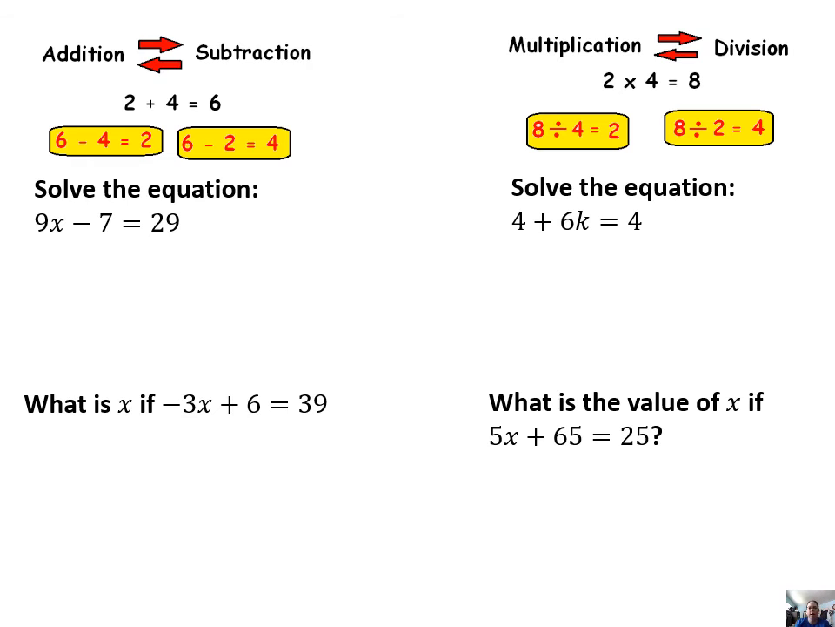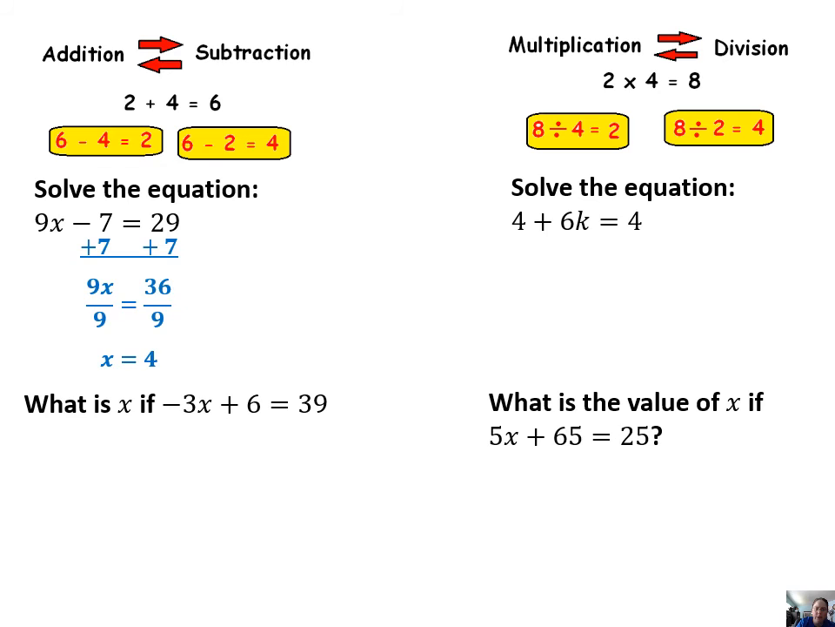Another thing we're kind of looking at is solving, and with solving you use inverse operations. So addition and subtraction are inverse operations, multiplication and division are inverse operations. Solve that first one on the top left, 9x minus 7 equals 29. Well, we would add 7 to both sides. That gets us 9x equals 36. Divide both sides by 9, and we get x is 4.